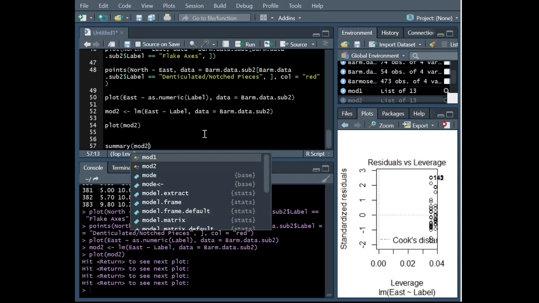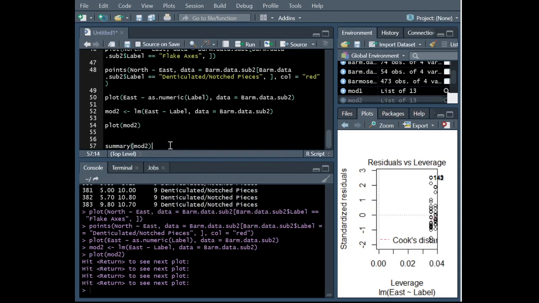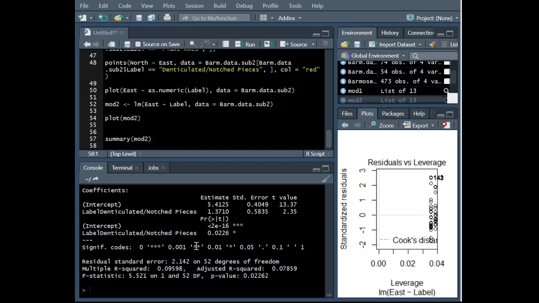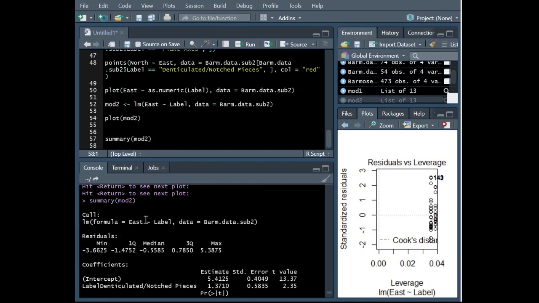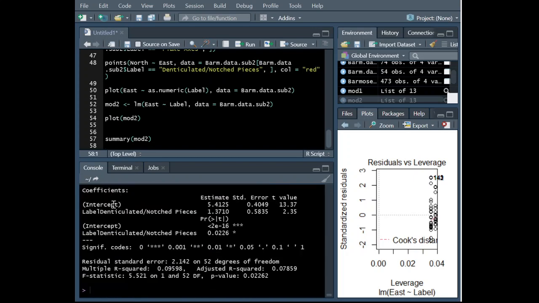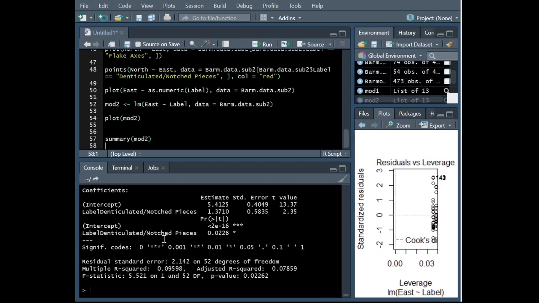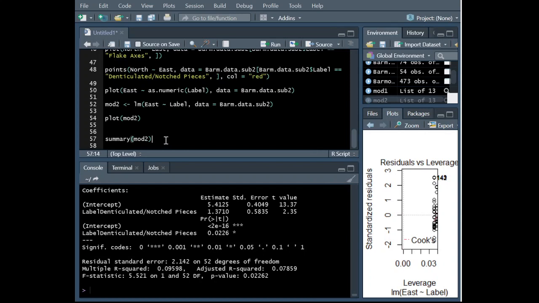And now, summary mod 2. Now we're going to inspect the model itself. As I said, you've got some information up here at the top, the formula itself, some breakdown of the residuals, but the coefficients section is what we really care about. It's getting a little split over different lines here. In the coefficients section, we've got the intercept, and then we've got the denticulated and notched pieces.